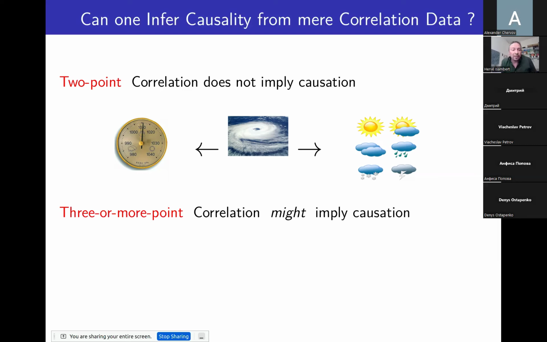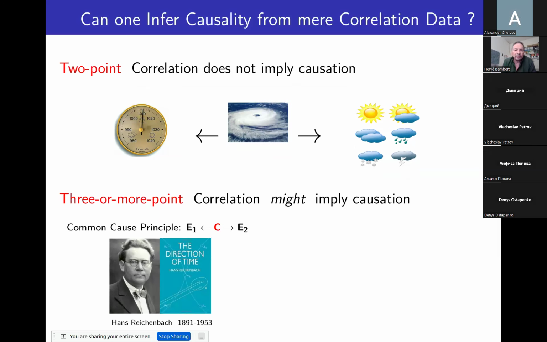The surprise, though, is that when you go beyond 2 points, so if you go to 3 or more points, those multiple point correlations might actually imply some causation. So there is some signature at some level in the correlations themselves that tells you that this cannot be explained without causations between those variables.